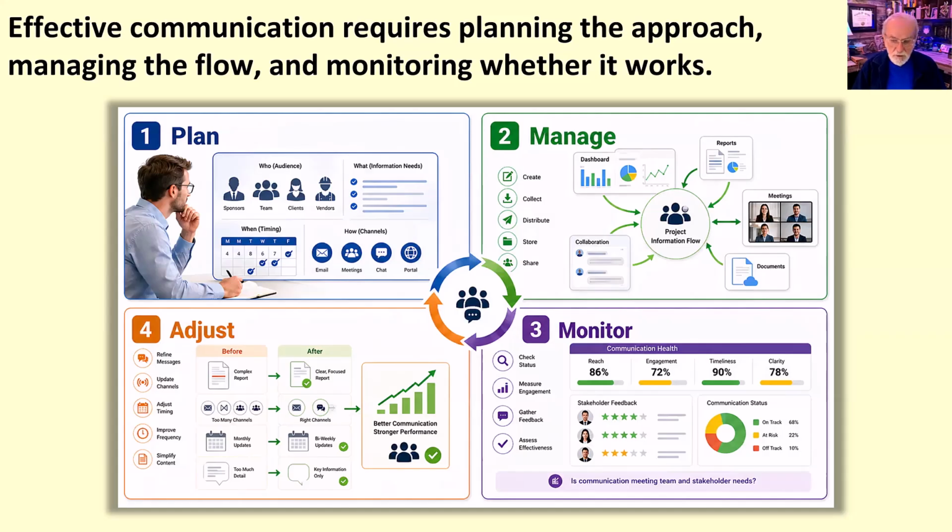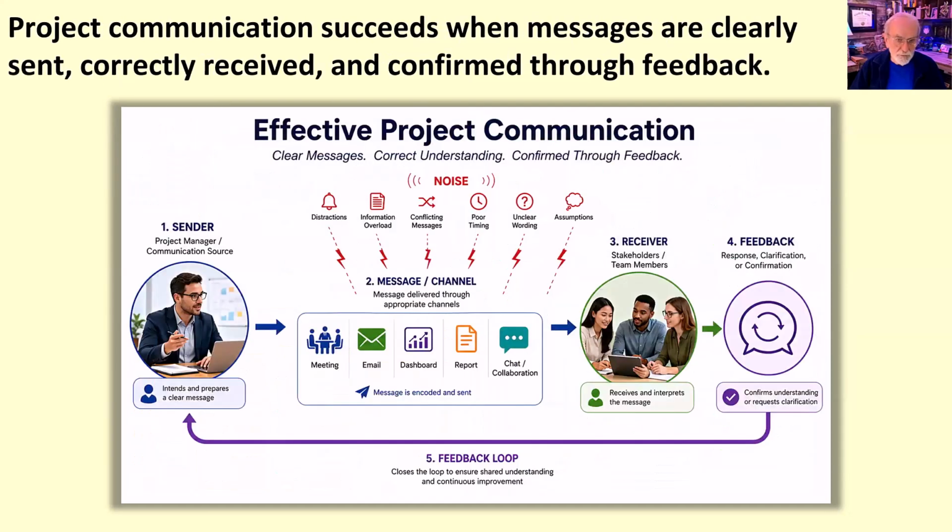After looking at the communication management cycle, we can focus on the communication process itself and what can interfere with shared understanding. Project communication succeeds when messages are clearly sent, correctly received, and confirmed through feedback. So we're going to shift here from communications management a little bit into the communications process itself. Even when communication is planned well, messages can still fail. A project manager may send an update, but that doesn't guarantee it was understood in the way that it was intended. Communication is only effective when the message is clearly transmitted, correctly interpreted, and supported by feedback.